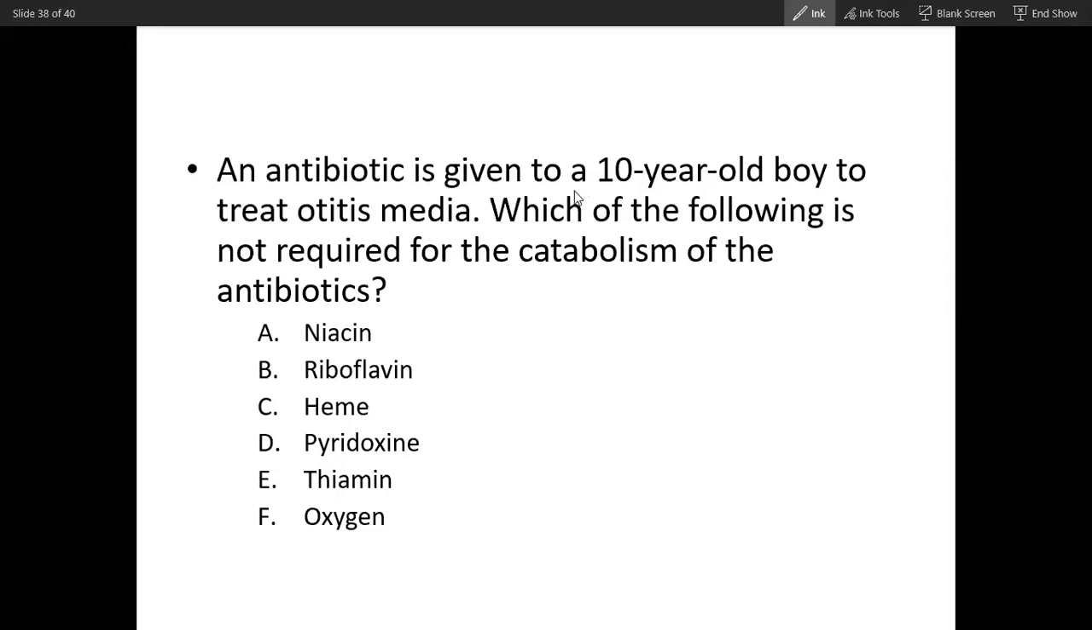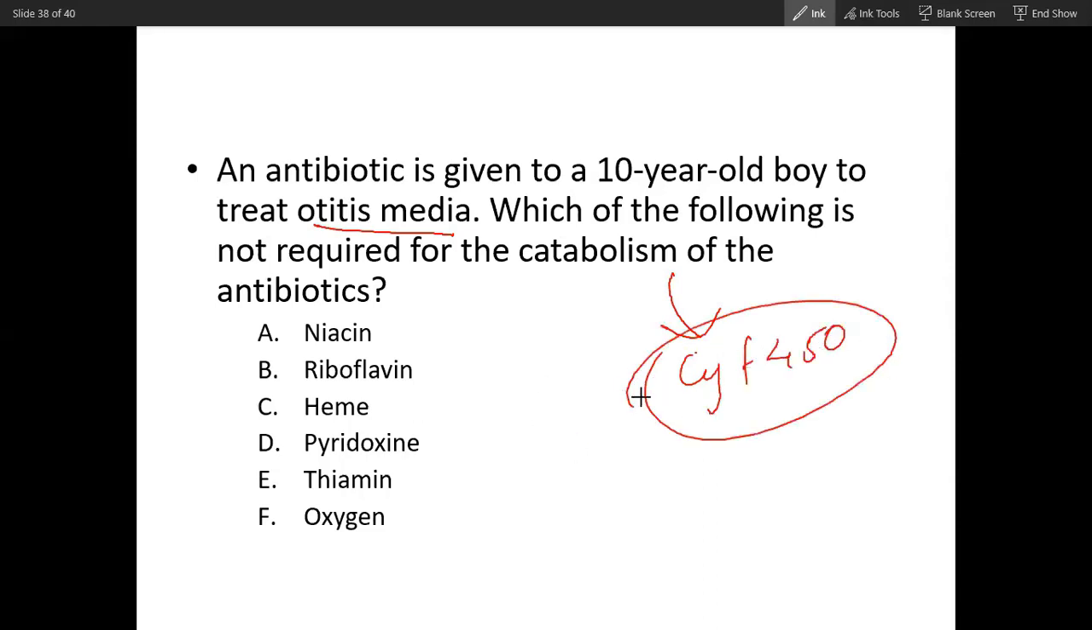Now, an antibiotic is given to a 10-year-old boy to treat otitis media. Which of the following is not required for catabolism of antibiotics? So antibiotics will be metabolized by the cytochrome 450 system. Now tell me, which is not part of this cytochrome 450 system, which is not required?